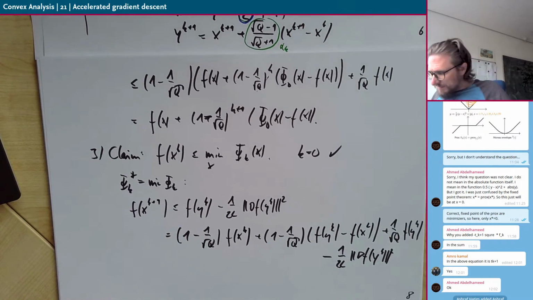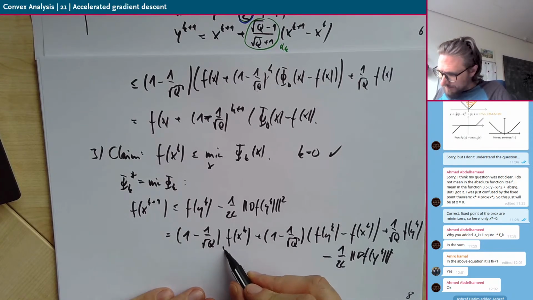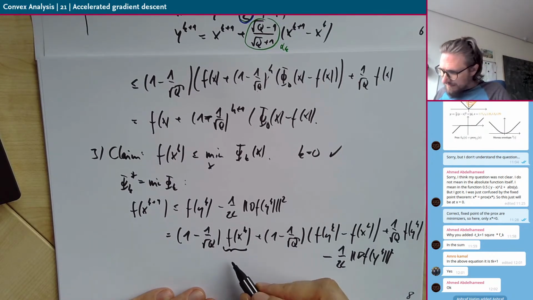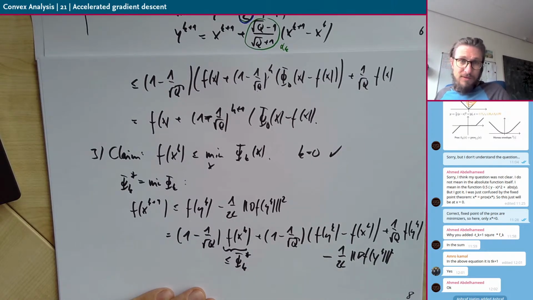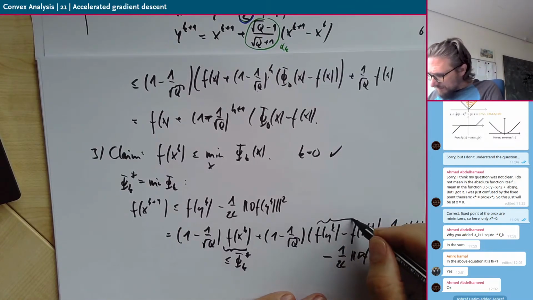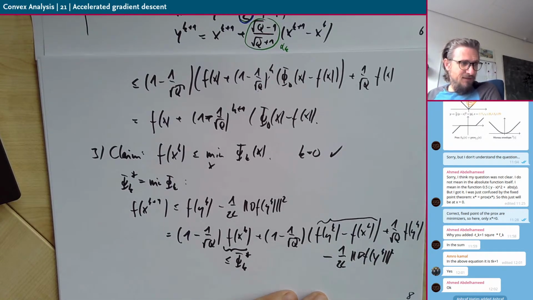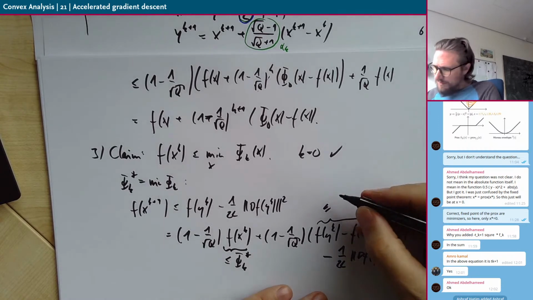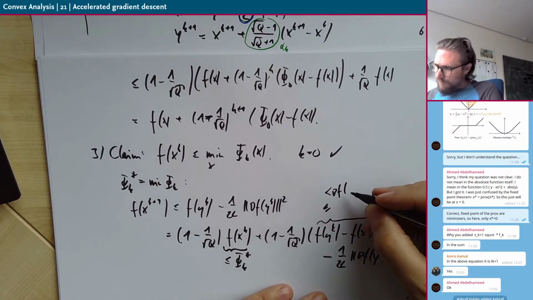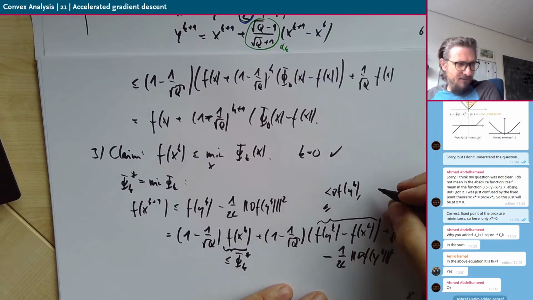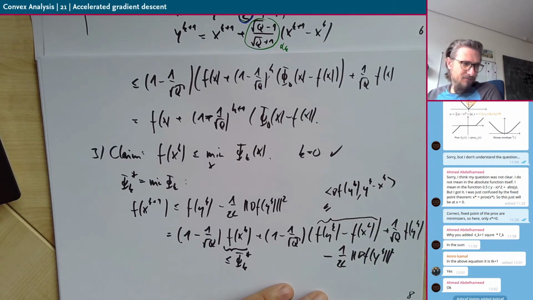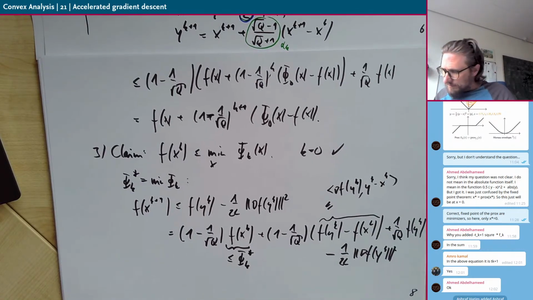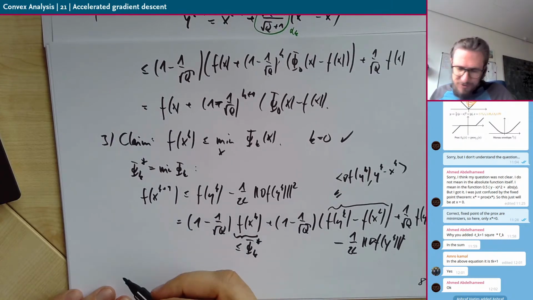Okay, and here we see this guy here, f of xk. This is by induction smaller than phi k star. Oh no, by definition. No, that's our claim. It's by induction, sorry, this was by induction. And this here, by convexity, we can bound this from above by gradient f of yk times yk minus xk. So if we plug this all in, what we need to show is the following.